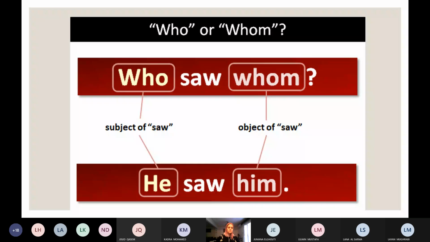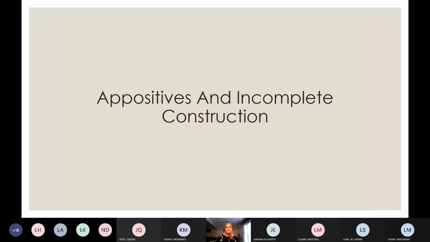Then we go to the second lesson for today, lesson 4. It's appositives and incomplete construction. Before we start, let's remember what the appositive is. First of all, what is the appositive? Remember, go back to the beginning of the year.